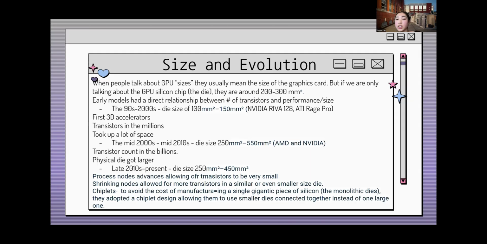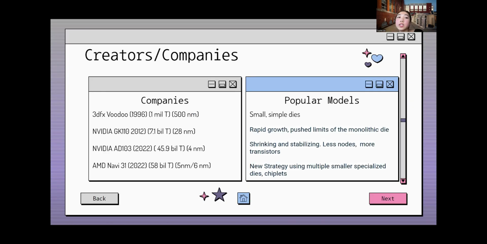There was a big change in how they created these silicon pieces, these monolithic dies. Basically, the monolithic die is just one big piece of silicon. They stopped doing that. So the chiplet design allowed them to cut cost in manufacturing and allowed them to use smaller dies and connect them together.